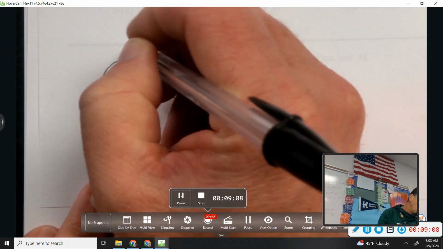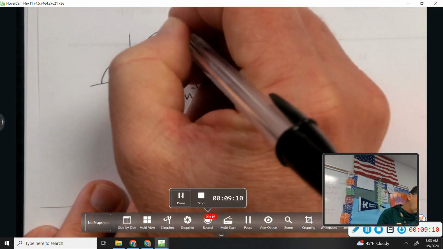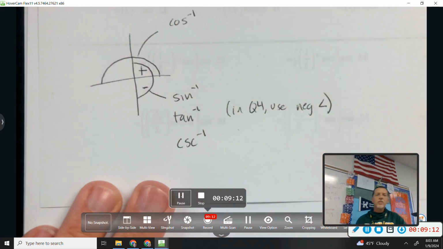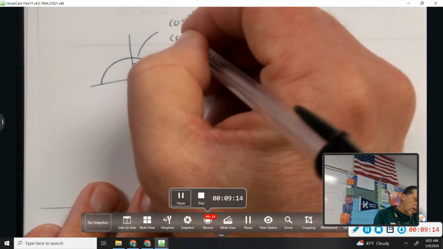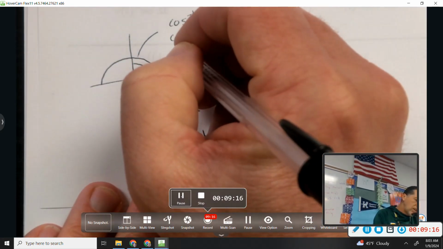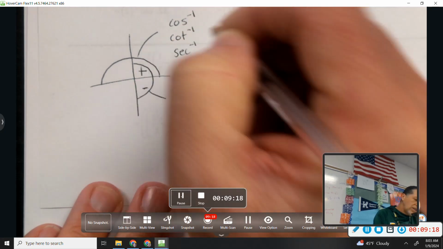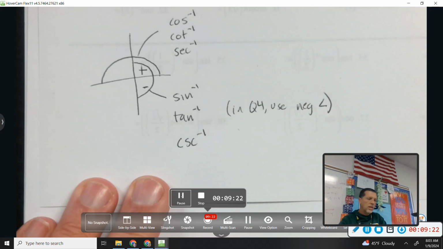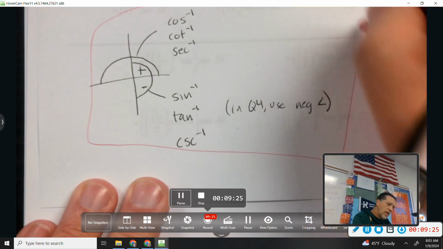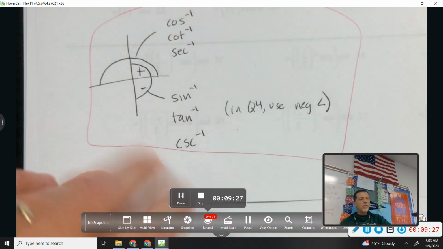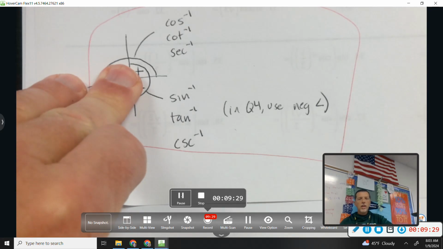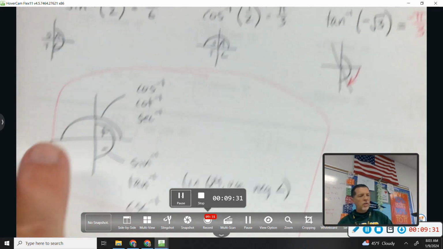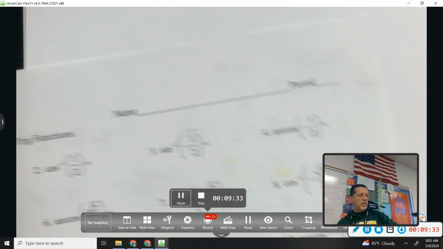Right, quadrant 1 and 2, that's for cosine and his friends. So inverse cosine, inverse cotangent, and inverse secant. That's the lesson or reminder in one picture. So let's flip it over and work some of these together here.